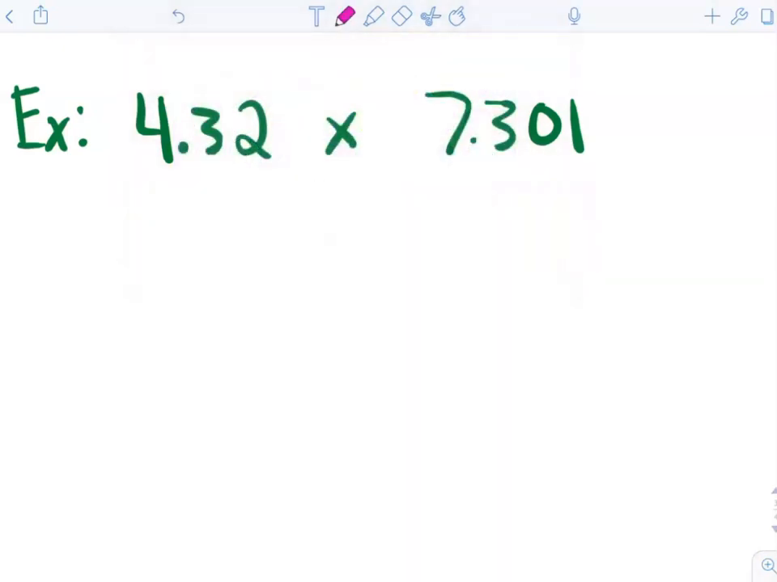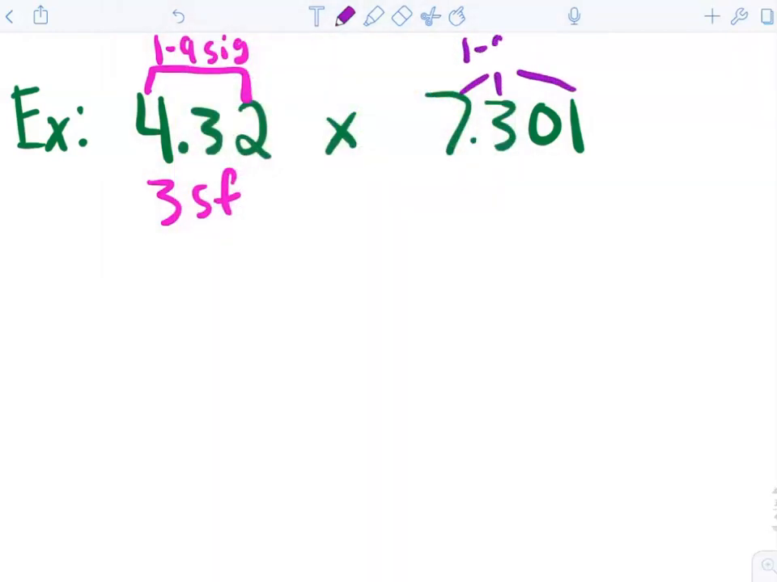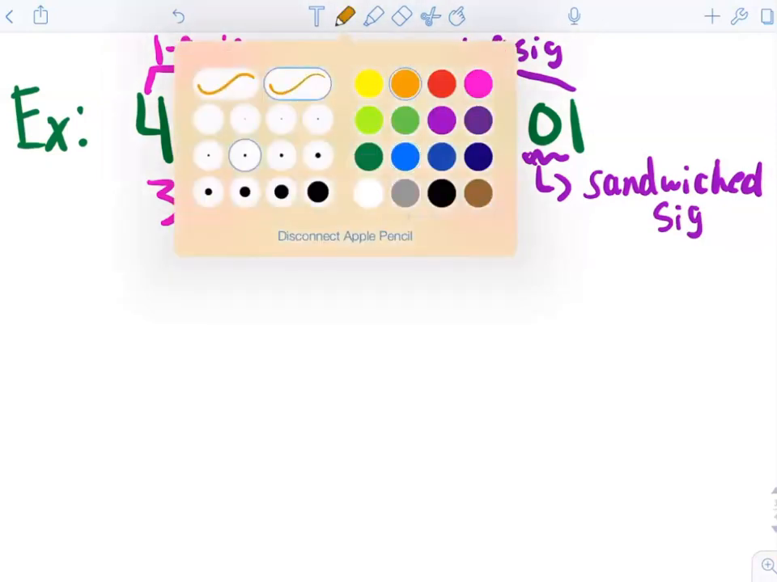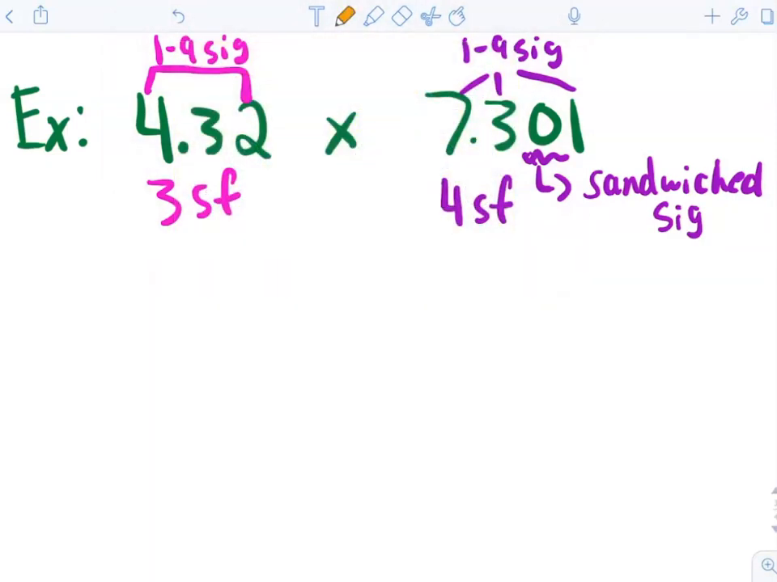amount of sig figs. So in this case, all of these are 1 through 9. They're significant, so we have 3 sig figs. Over here, 7, 3, and 1 are 1 through 9. They're significant. But then this 0 right here is sandwiched between our 1 through 9 numbers. So it's got a 3 and a 1 on either side. So it is significant. So that means that we have 4 sig figs. So between 3 and 4, which one is smaller? 3. So that means that we need 3 sig figs.